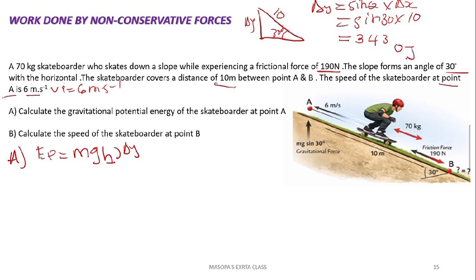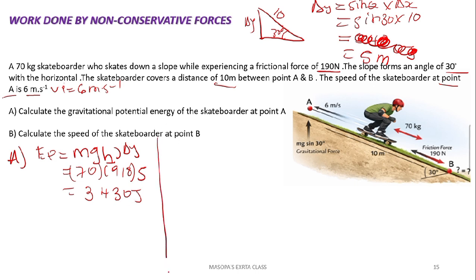3430 joules. That is a no, sorry. This will be how much? 5 meters. And then when you calculate your gravitational potential energy, you're going to see what? 70 times gravity 9.8 times delta y of 5. Then how much is that? There is the answer that I wrote there by mistake. Therefore it is going to be 3,430 joules.